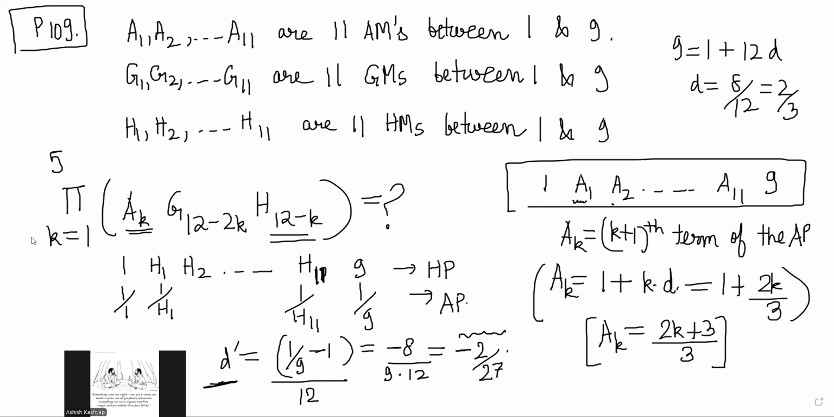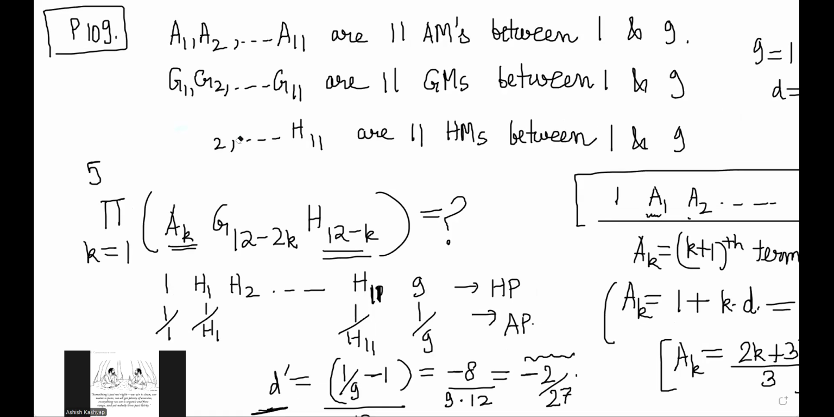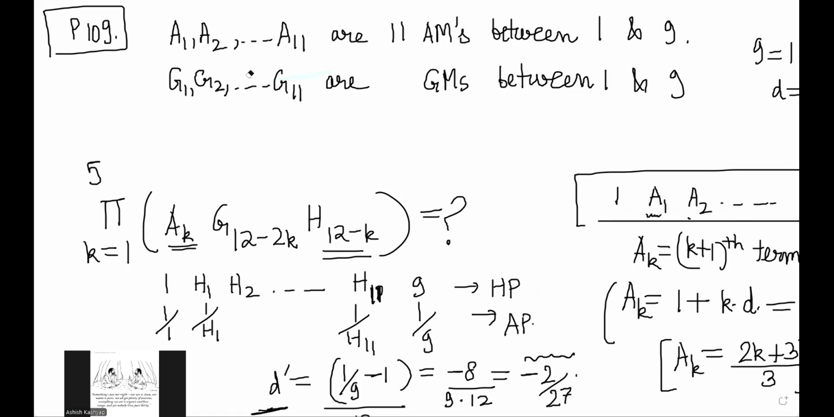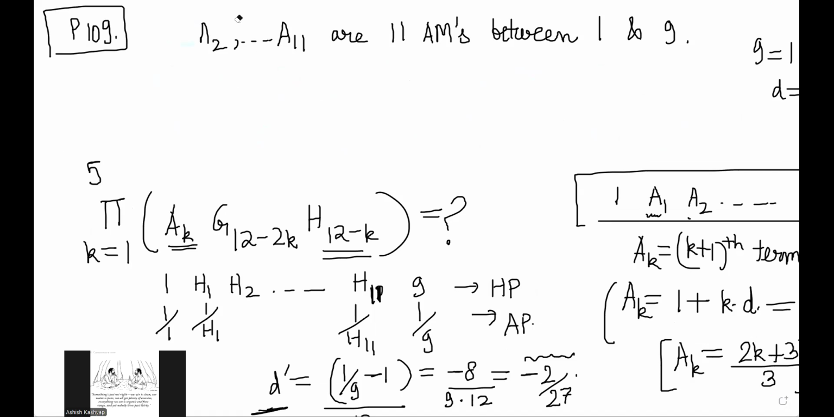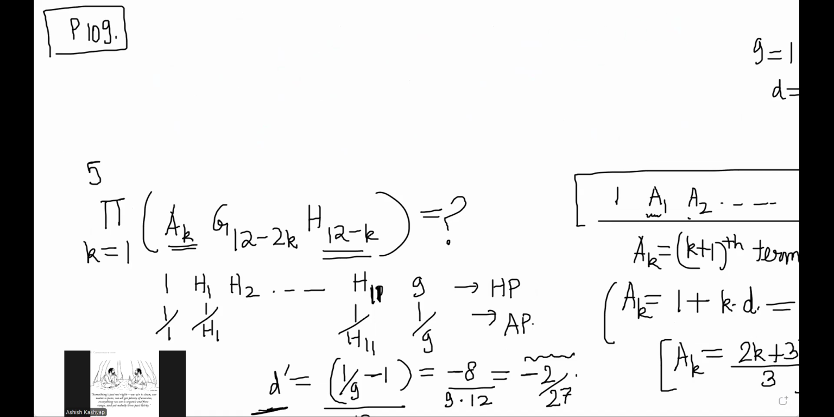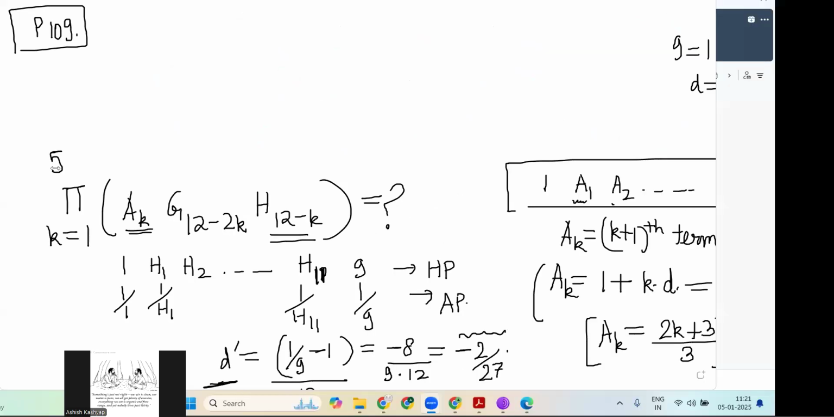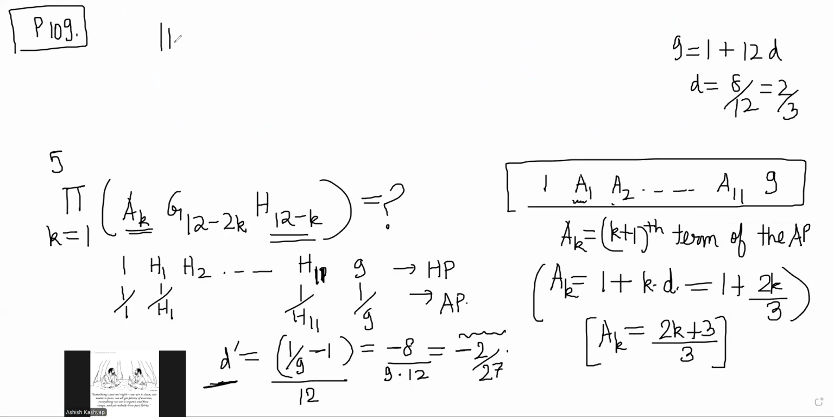And if this is the common difference, I can write the HK term first. Let's think about the HK term. Similar to the AP situation, the 1 by HK is basically the K plus 1th term of the AP. The AP is made up of the reciprocals, right? So we can say that 1 by HK is equal to the first term 1 plus K times D dash.